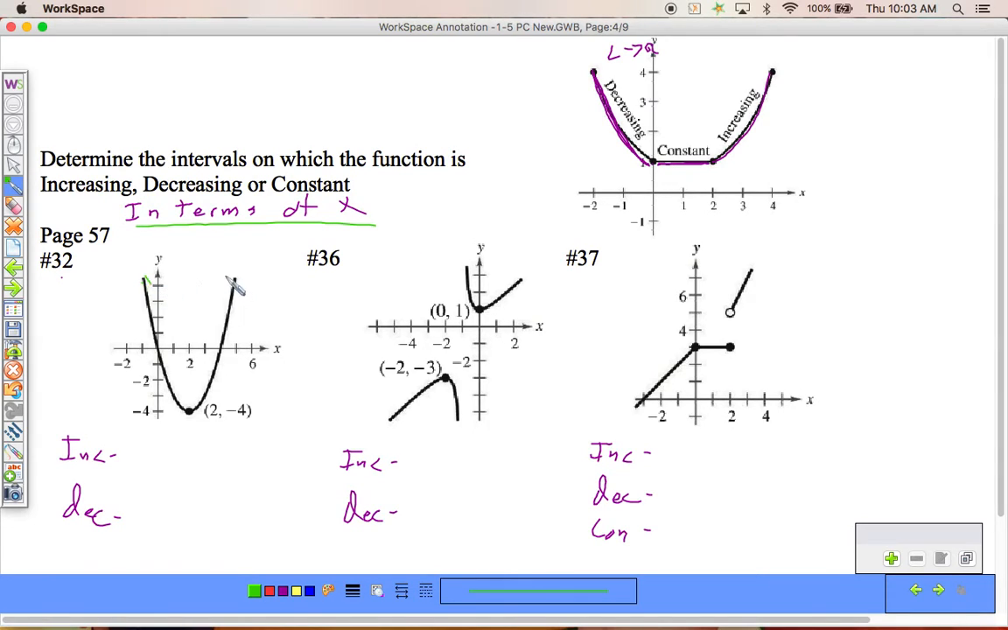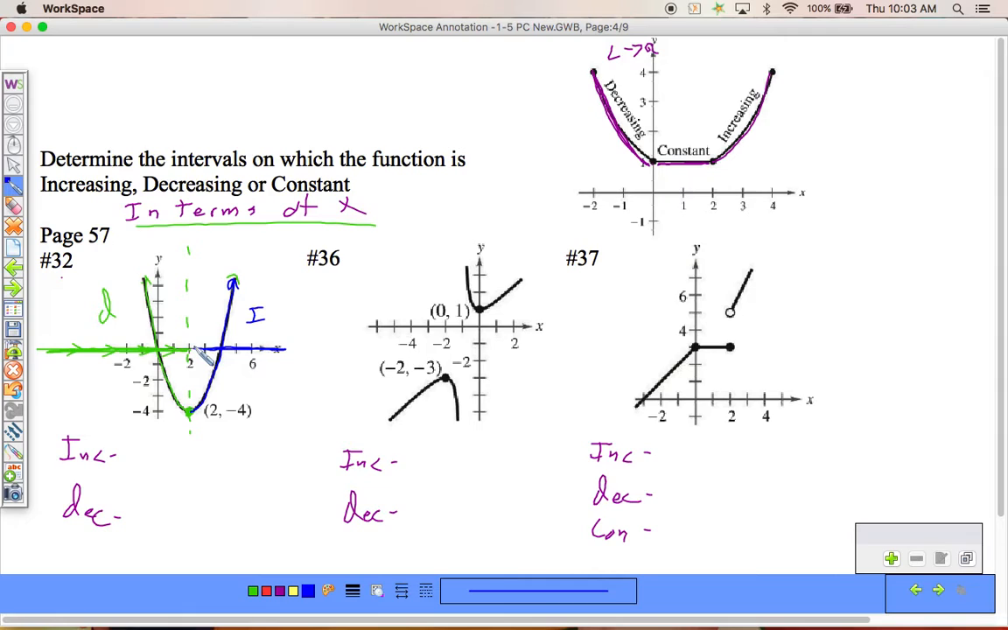So, if I start over here on this graph on page 57, number 32, as I walk from the left side to the right side, my graph is coming down. So it's going to be decreasing, and when it hits this point, it changes directions. When my x is 2, my graph starts to increase from the left to the right. On the left side of 2, my graph is decreasing. On the right side of 2, it's increasing.